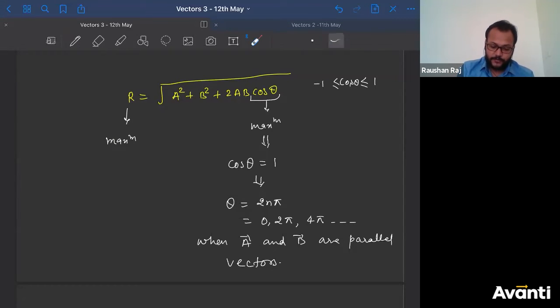Okay, so what are the things that I have got here? First, the maximum value of R will come when cos theta is maximum. And what is the maximum value of cos theta? That is 1. And when are we going to get cos theta as 1? When theta is 0, 2 pi and 4 pi. But this alone has no meaning. What is the exact answer? Keep this in mind. So I'll say R will be maximum when these two vectors are parallel to each other. Whether the vectors are coinciding or non-coinciding does not matter.